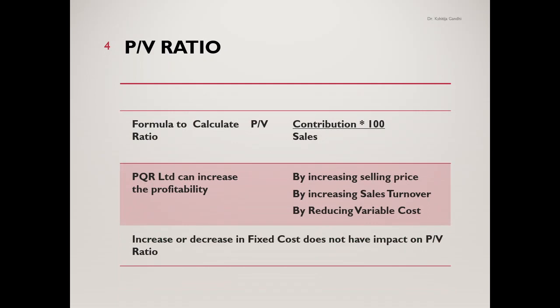Formula for calculation of PV ratio is contribution divided by sales into 100. If the PQR Limited company wants to increase the profitability, they can increase PV ratio by increasing selling price, by increasing sales turnover, or by reducing variable cost. Very important note, increase or decrease in fixed cost does not have impact on PV ratio.